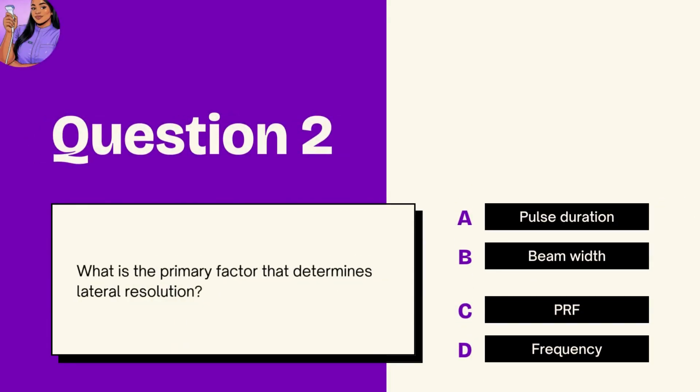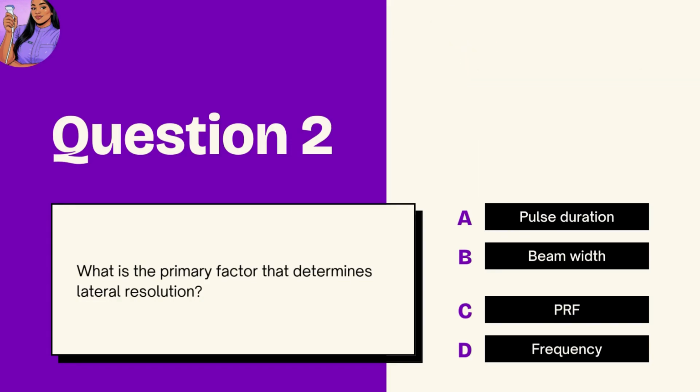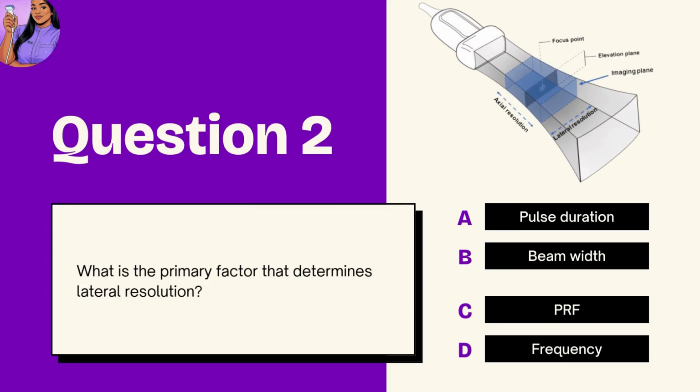All right, so for this one, it is saying, what is the primary factor that determines lateral resolution? So immediately don't get distracted by the answer choices just yet. Just pause and ask yourself, what is lateral resolution again? Remember, lateral, L for left or right, that's about side to side structures. So we're talking about the ability to separate structures that are next to each other across the beam, okay? So what controls that? Remember, it all comes down to the width of your sound beam. A narrower beam gives you better side to side detail.